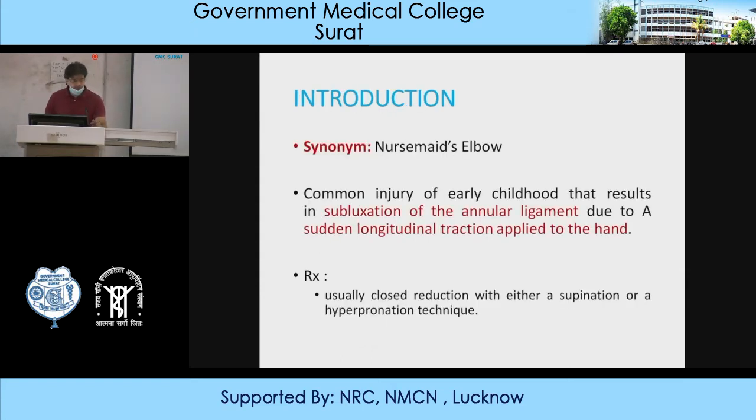It's also called nursemaid's elbow. This is a common injury of early childhood that results in subluxation of the annular ligament due to a sudden longitudinal traction applied to the hand. Sometimes parents hold the child like this. This longitudinal, or vertical, traction will lead to subluxation of the annular ligament from the radial head. Treatment is usually closed reduction with either a supination or a hyperpronation technique.